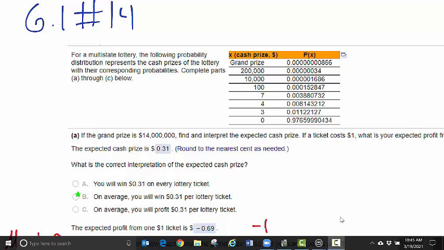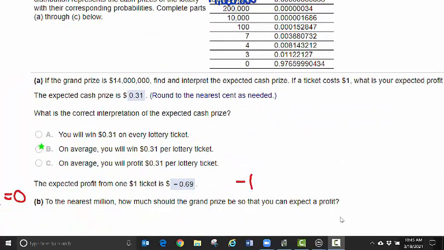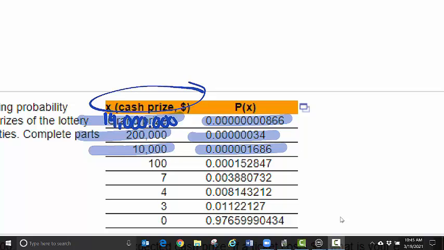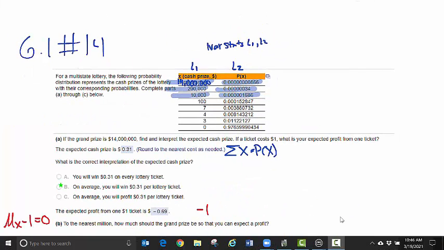So this right here is a distribution for the cash prize. So you'd put 14 million in, and expected value is just the sum of every value times the chance of it happening. So you would do this times this plus this times this, etc. Or if you're smart, you would put this in list 1 and this in list 2 and do 1-Var Stats L1, L2. All right, so that'll get you A.